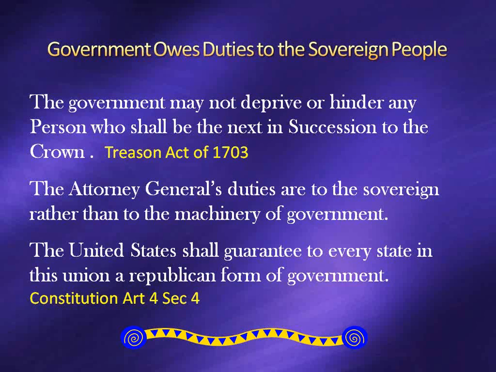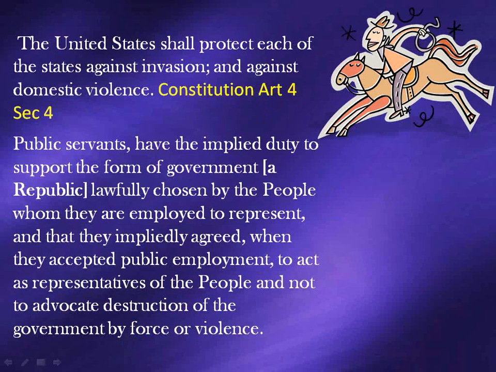at their own cost. The United States shall guarantee to every state in this union a republican form of government. It's an obligation on the government, a duty owed by the government. The United States shall protect each of the states against invasion and against domestic violence. Article 4, Section 4. Public servants have the implied duty to support the form of government, a republic, lawfully chosen by the people, whom they are employed to represent, and that they impliedly agreed, when they accepted public employment, to act as representatives of the people and not to advocate destruction of the government by force or violence.